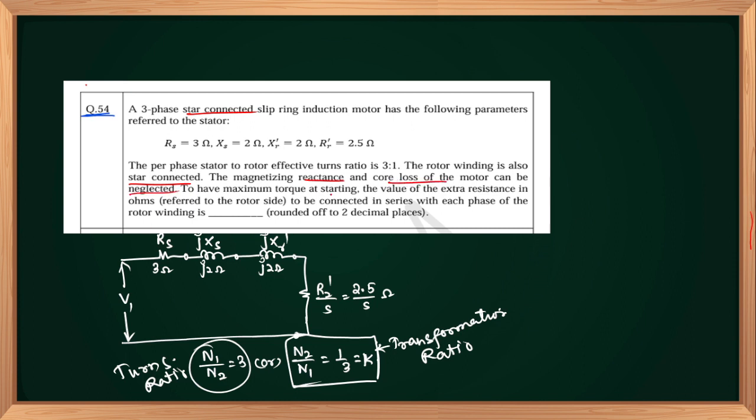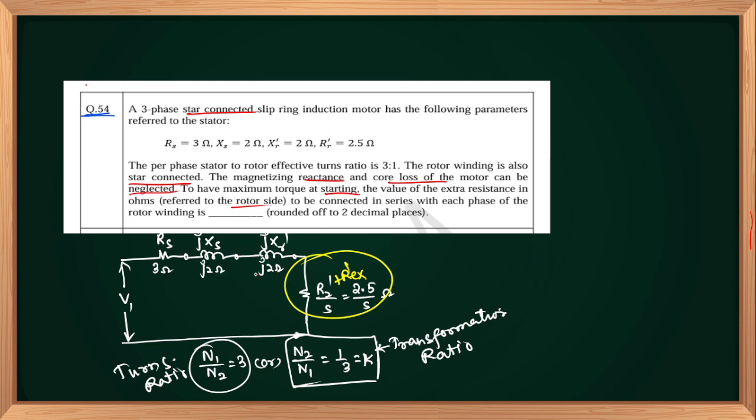To have the maximum torque at starting, what is the value of extra resistance in ohms to be connected in series with each phase of the rotor winding, referred to rotor side, by the way. So the equivalent circuit is referred to stator side. So he is asking what should be the extra resistance to be connected in the rotor, such that you will get maximum torque at starting itself.